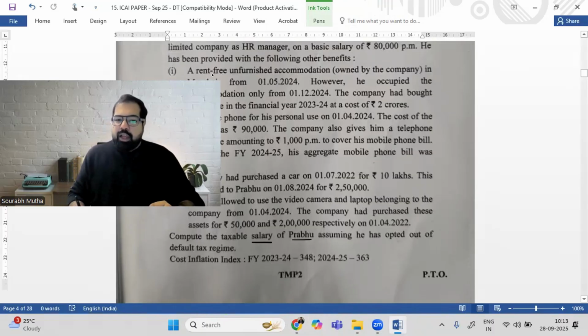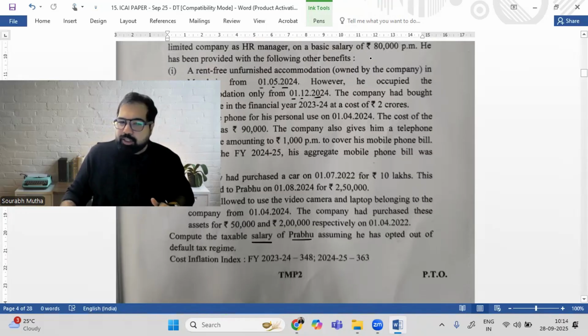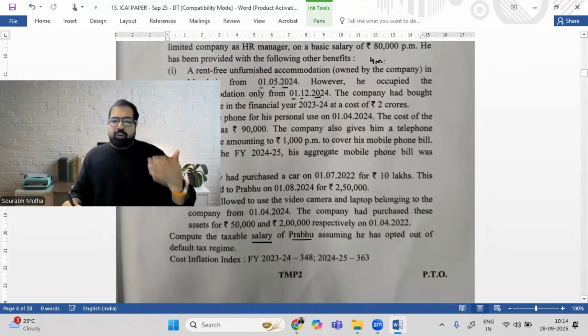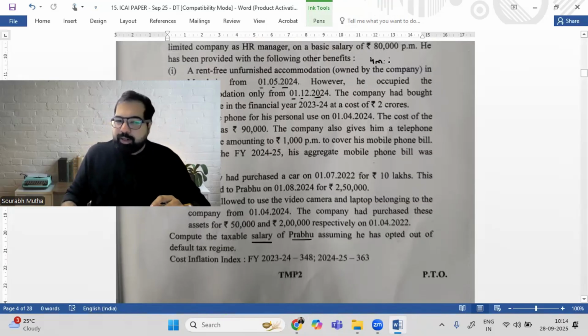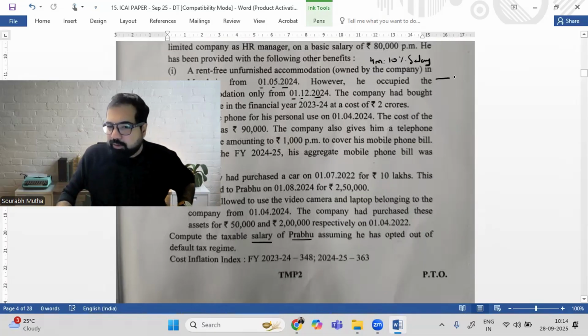Let's start. A rent-free unfurnished accommodation owned by the company in Mumbai on the 1st of May 2024. However, he occupied the accommodation only from 1st December 2024. So this accommodation we will calculate only for December, January, February, March, only 4 months. The accommodation is owned by the employer, and in Mumbai the percentage will be 10% of his salary. But I can't do this right now because the salary definition is very big and this should be done last. So I'm just keeping this number blank here.